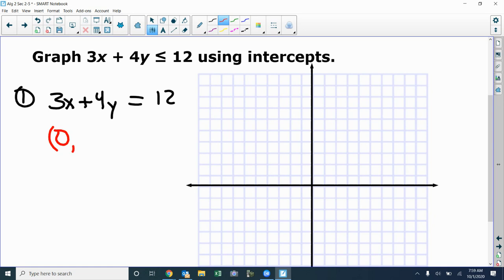If I put in 0 for x, I think my y is 3, is that correct? Anybody else get that? I put in 0 for y, I think I'm going to get 4 here. Now, be careful graphing. Some of you made this mistake on the quiz over this section. X is 0, y is 3 is right here. X at 4, y at 0 is here.